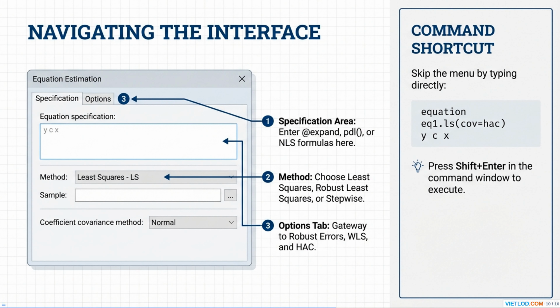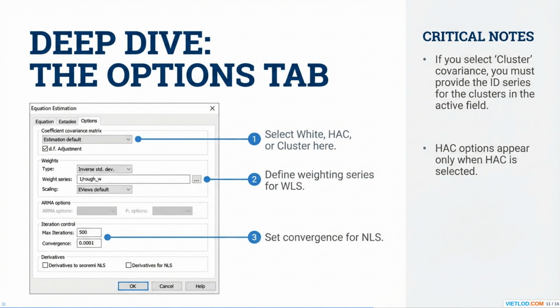For example, you can directly type equation eq1.ls cov equals HAC y c x into the command window and press Shift-Enter. This single command will create an equation named EQ1, estimate it using OLS with y as the dependent variable and c and x as regressors, and automatically apply HAC robust standard errors, bypassing the menus entirely.